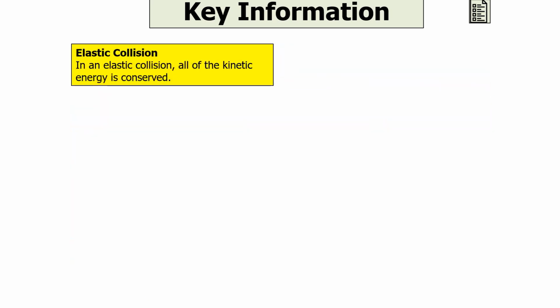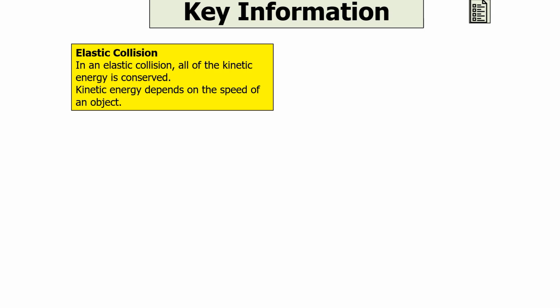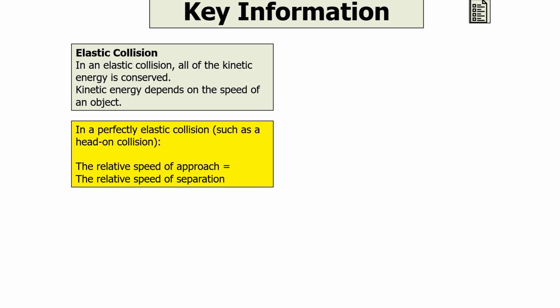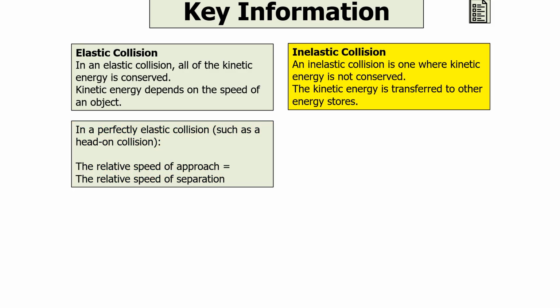So, in an elastic collision, all of the kinetic energy is conserved, and the kinetic energy depends on the speed of the object. This allows us to determine that in a perfectly elastic collision, such as a head-on collision, the relative speed of approach will equal the relative speed of separation. An inelastic collision is one where kinetic energy is not conserved. The kinetic energy is transferred to other stores.